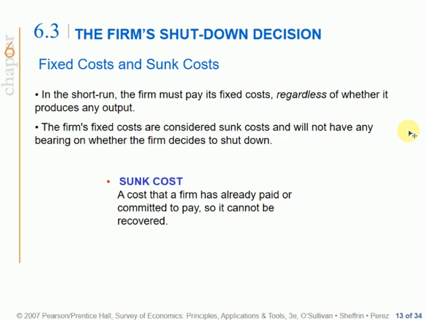This cost paid by the cafeteria's owner is considered a sunk cost. It's a cost that the firm will pay, and it can never be recovered. That's why when you decide whether to operate or not, you do not include the fixed cost in your reasoning. You only take into consideration the variable cost.